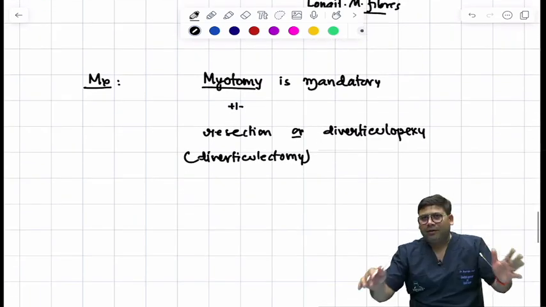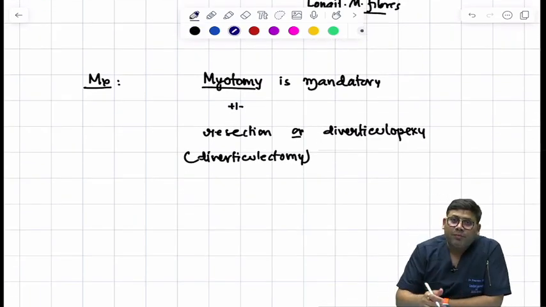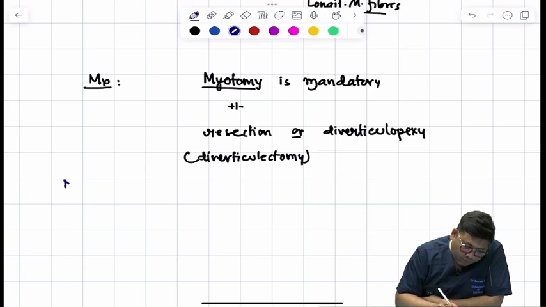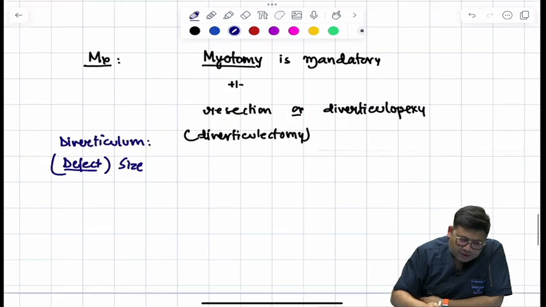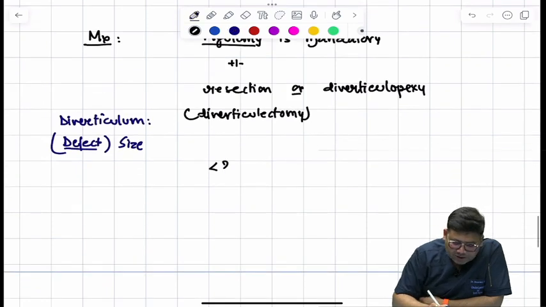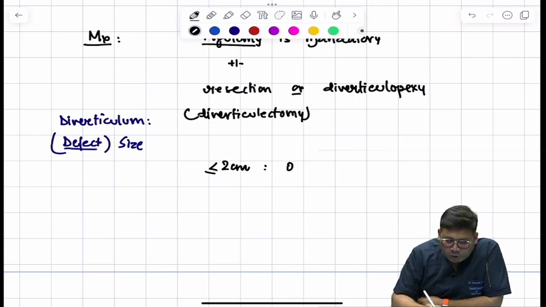अभी ये तो मैंने general management बताया, अब इस management को detail में समझते हैं. So how do we plan? This depends upon the defect size, or you can say the diverticulum size. So based upon the diverticulum size, a lot of things are there. बच्चे, if it is less than or equal to 2 centimeter, you don't need to do anything, only myotomy is sufficient.